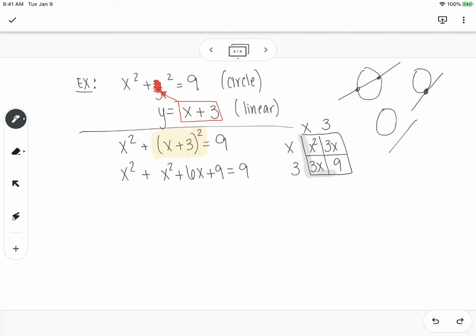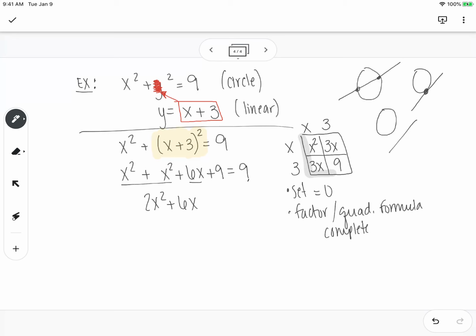All right, because this is a quadratic, I must set it equal to 0. And then I can factor it or use the quadratic formula or complete the square, whatever method you want to use. And I already know you guys don't like completing the square. Poor thing. It's very easy to use. All right, so when I combine, I get 2x² + 6x. And then when I move my 9 over, I get 9 take away 9, which is 0.